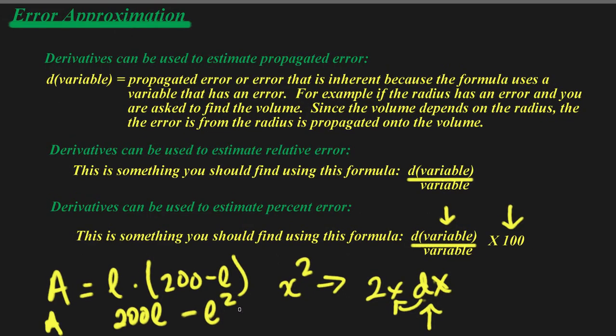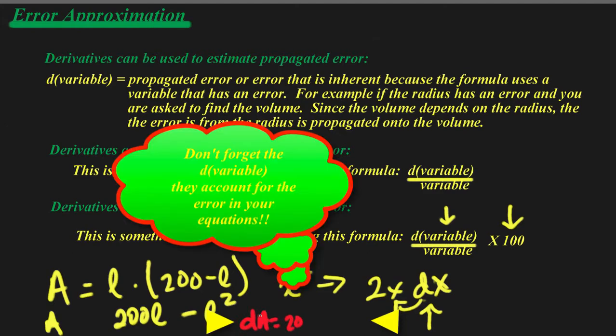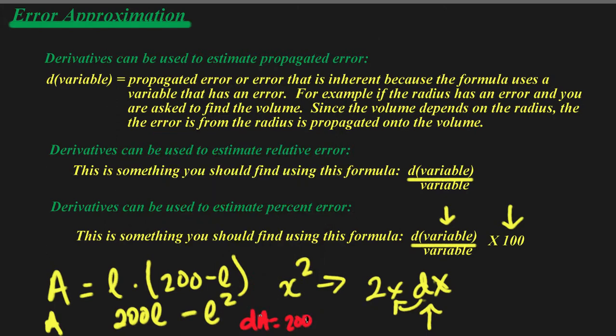Or if it was area, a dA when we derive this side. So I'll do the derivative in red. So the derivative would be dA equals 200 minus 2L dL. Okay? So each of these accounting for their respective errors.